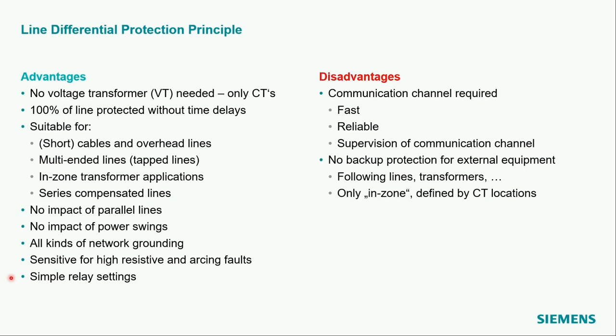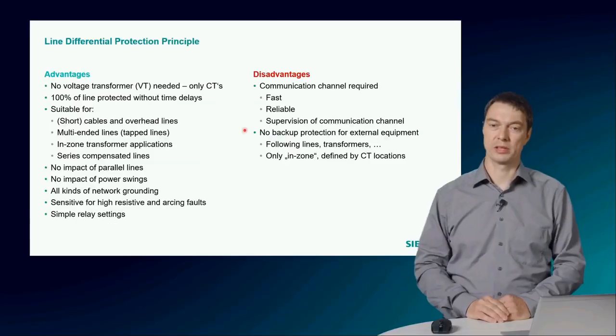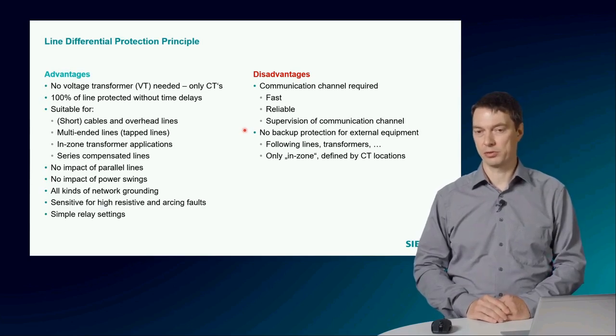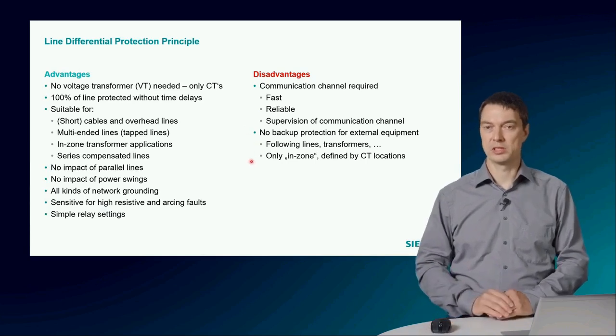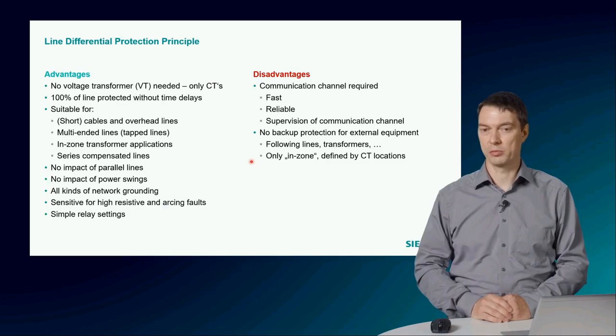On the other side, there are also some disadvantages to mention. First of all, you need a communication channel for this protection principle, which needs to be fast, reliable, and it should be possible to supervise this communication channel. The line differential protection is a unit protection. That means also that it does not provide a backup protection for external equipment, like following lines or transformers. Only the equipment in the zone which is delimited by the location of the current transformers is protected.